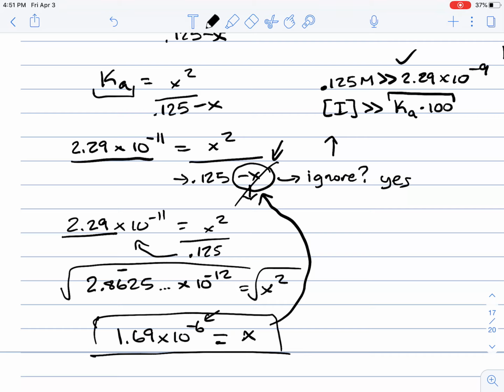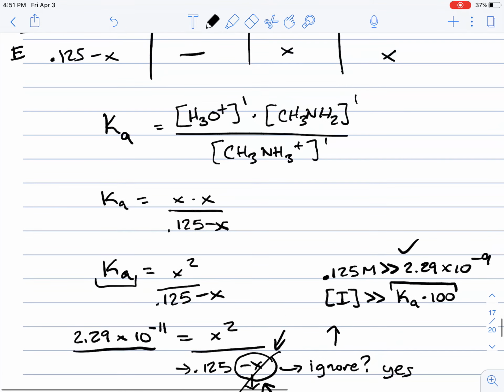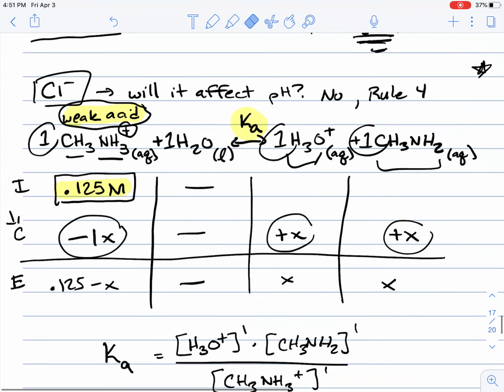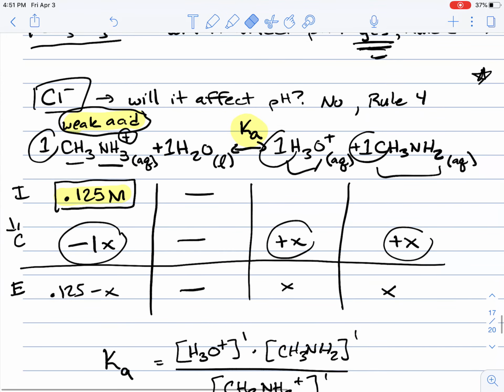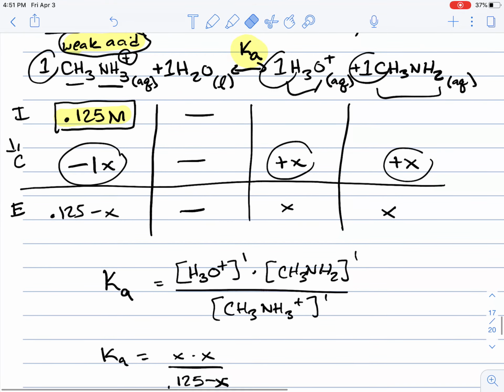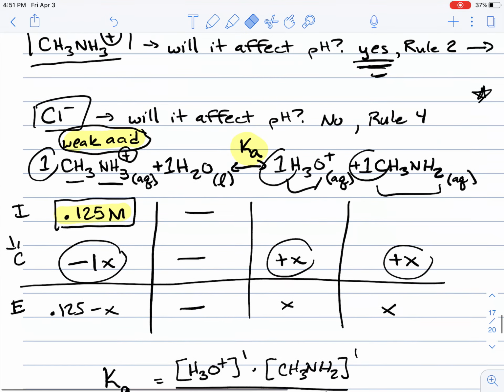It's not going to change that value a whole lot. So that justifies why we can ignore the x in the denominator. All right, so now that we've determined the value of x, we're not done with this problem. We just determined one part of the ICE table. And remember, the question that we're trying to determine is the pH. We're trying to quantify the pH of the solution.